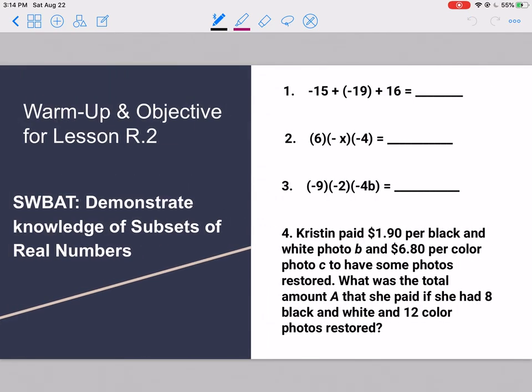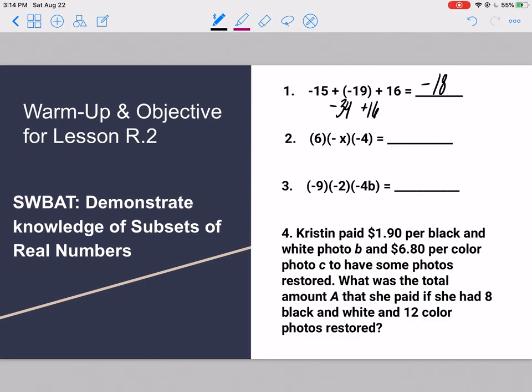Again, you guys can pause the video, spend a minute or two answering the questions, and then check your answers with mine. All right, so negative 15 plus negative 19 plus 16. I would like you guys to try to do this in your heads without using your calculator. So negative 15 plus negative 19, we're going to add that. That becomes negative 34 plus 16 becomes a negative 18.